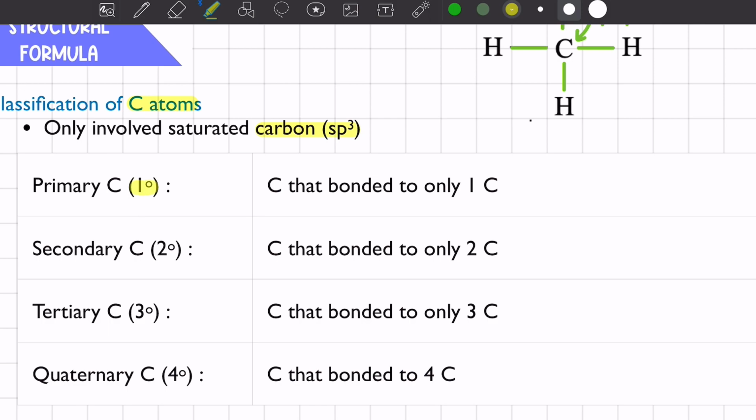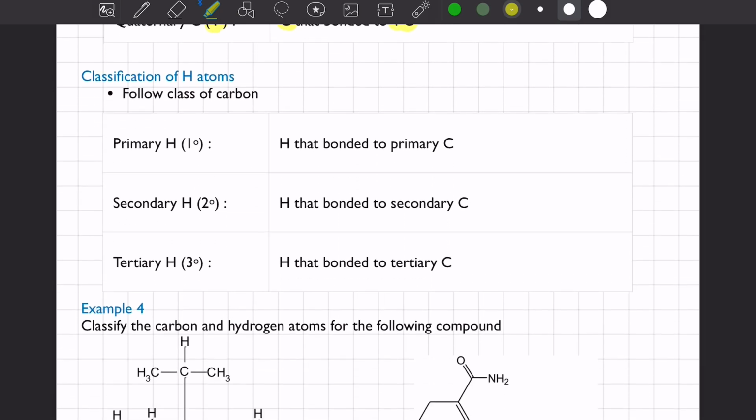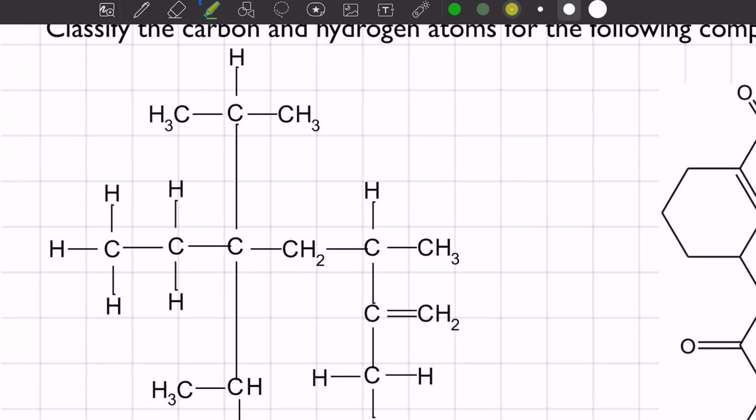Kalau primary carbon is a carbon that bonded to only one carbon. Kalau secondary carbon, carbon that bonded to only 2 carbon. Tertiary carbon that bonded to 3 carbon. Quaternary carbon, carbon that bonded to 4 carbon. So macam mana? Macam mana? Kita tengok dekat bawah. Cuba tengok dekat example 4.